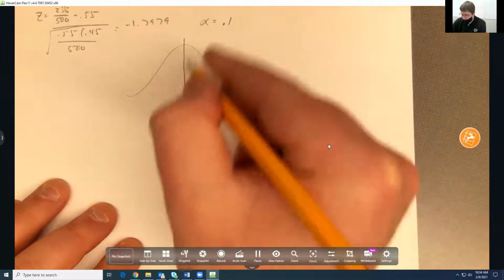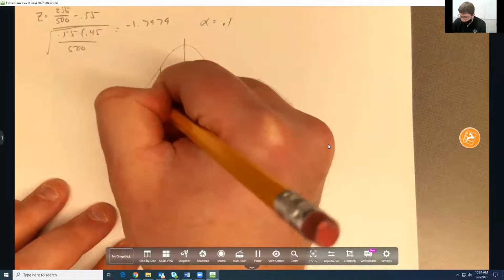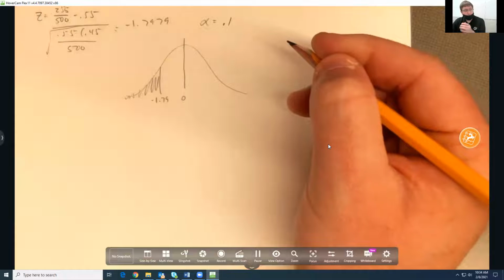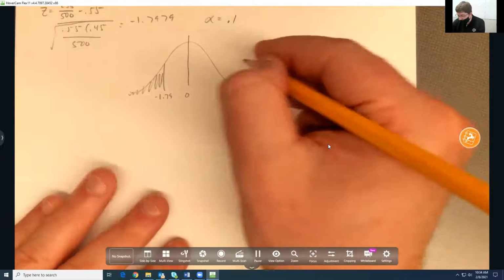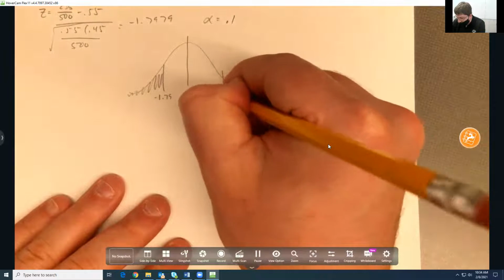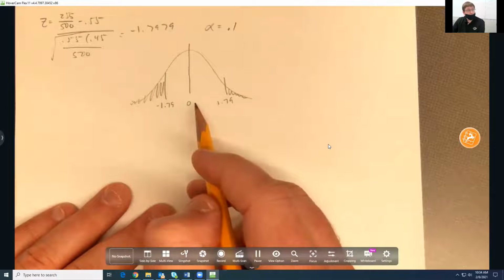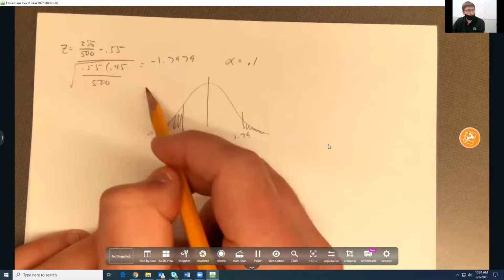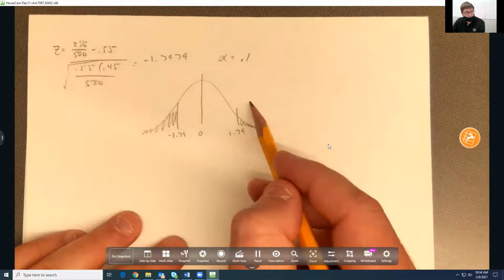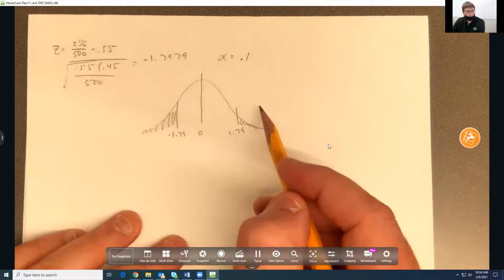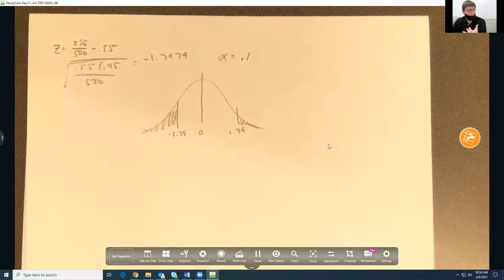Zero's in the middle. We got this negative 1.79, which is like right here. And so all of this area is on this side. But because we're testing differences, we also have a positive 1.79 over here and all that area. We didn't get this from the formula, but we know they exist because we're using a not equal sign. So it's on the left and on the right. So if it's different at all, being more or less viewers than what we originally had, then we want to know if it made a difference. That's it.